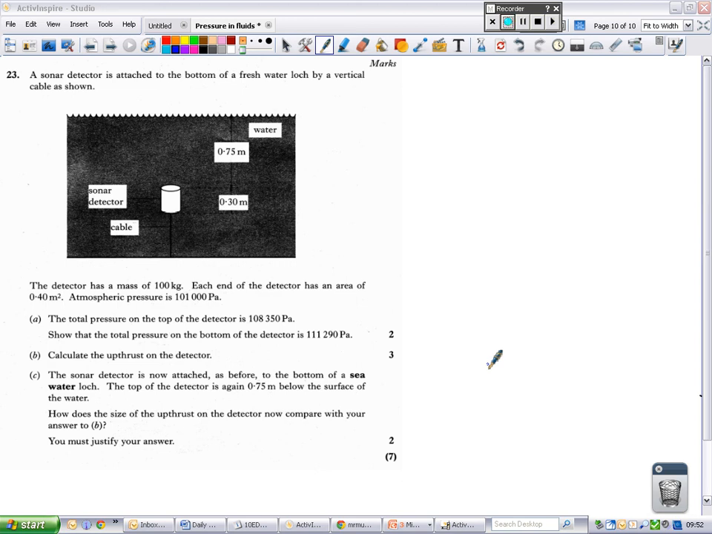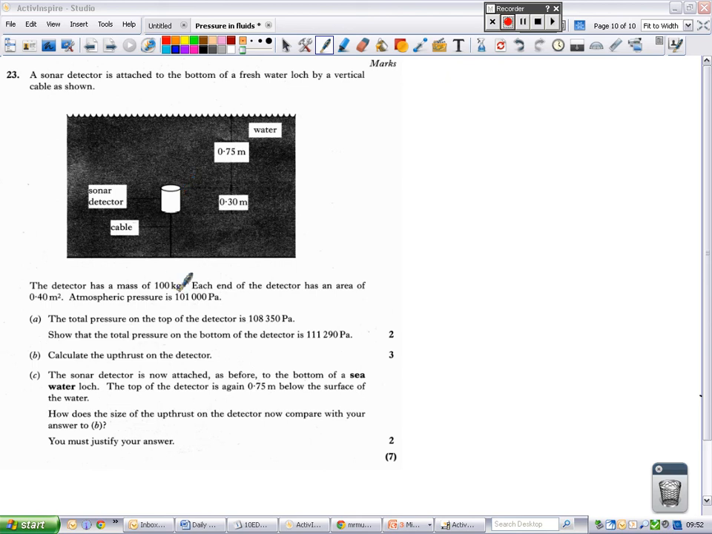Okay, so 2000 higher paper question 23 on pressure and upthrust. So you've got a sonar detector that's immersed in a freshwater loch, with a cable. You've got a certain distance to the top surface, a certain depth, and then another depth to the bottom surface. So the bottom surface is lower than the top surface, so there should be a pressure difference and therefore there should be an upthrust.